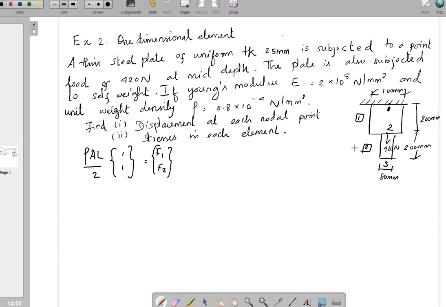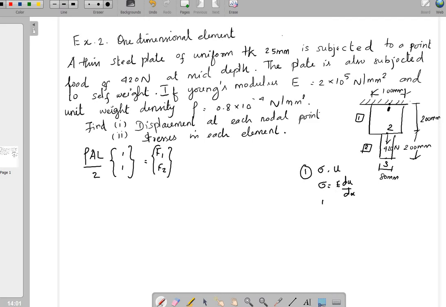So the step-by-step procedure, ultimately we are going to find out the stresses and displacement. So I am giving the procedure as the reversing order. For the stress calculation we need the displacement, because the formula is the variation of displacement by the length of the element multiplied with the Young's modulus will give the stress.